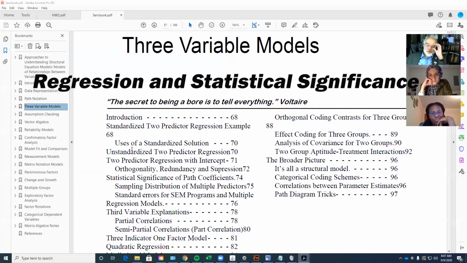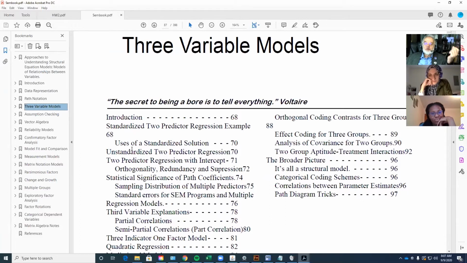Talk a little bit more about this part of the handout. My goals here are to try to make connections with previous classwork that you've had. I also want to introduce the idea of statistical significance of parameters in a structural equation model.